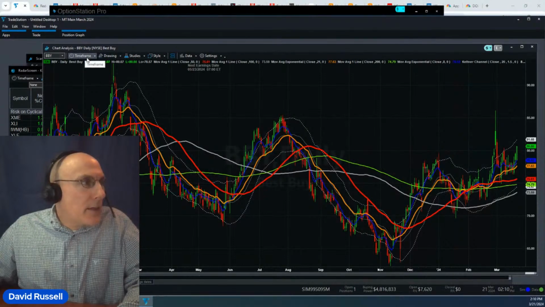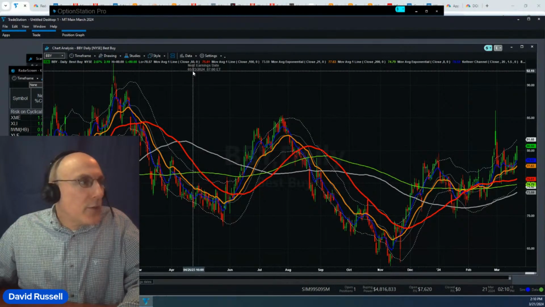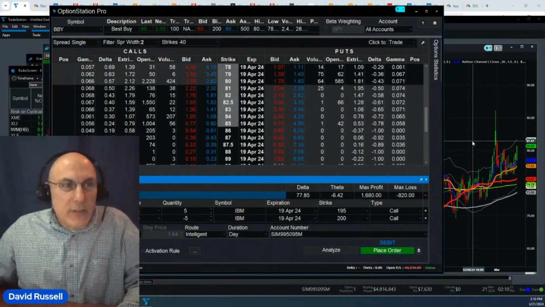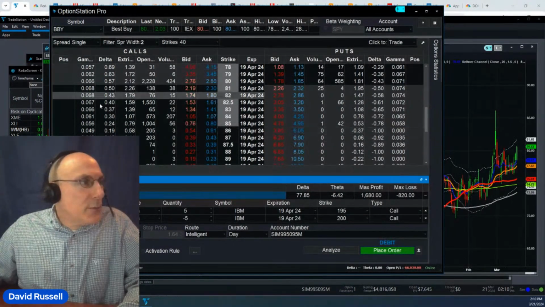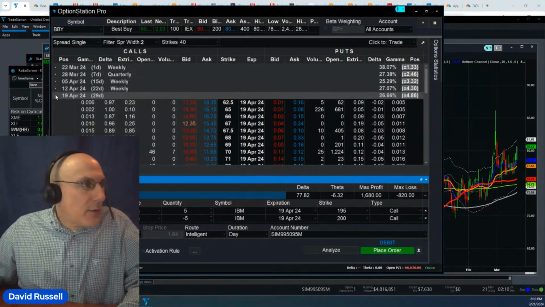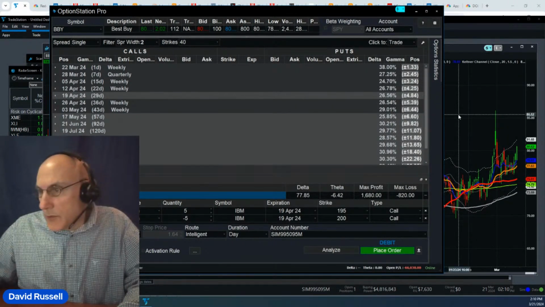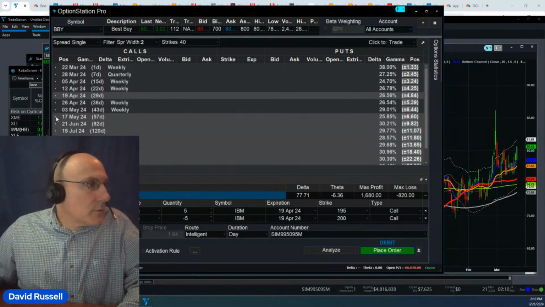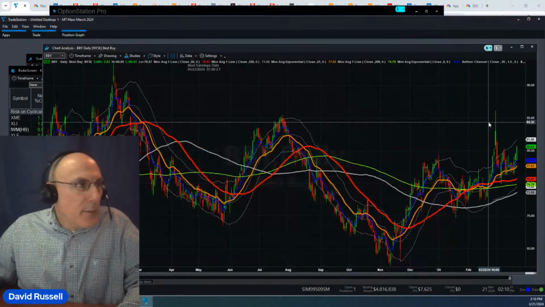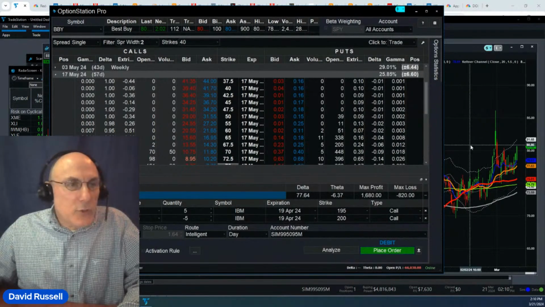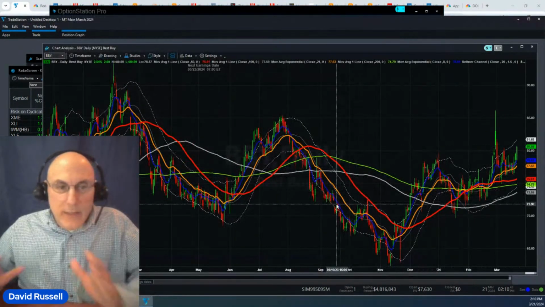If you look at Best Buy here, as we can see on the platform, Best Buy reports earnings on the 23rd of May. So a person could be looking out for continuation. What was interesting to me here, if I look at this May expiration on Option Station Pro, I was going for the main monthlies on this. And what's interesting about something like this is it doesn't have to be exactly toward earnings.